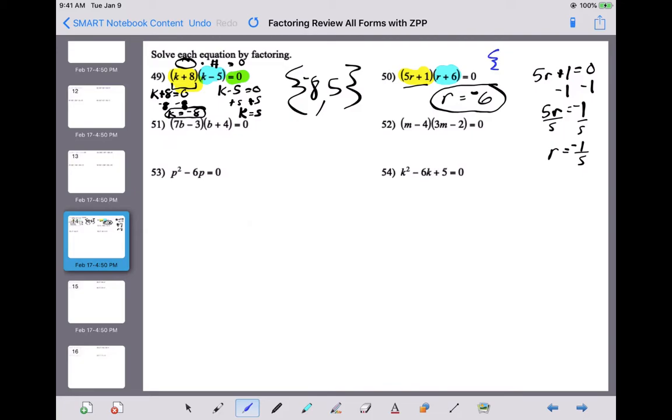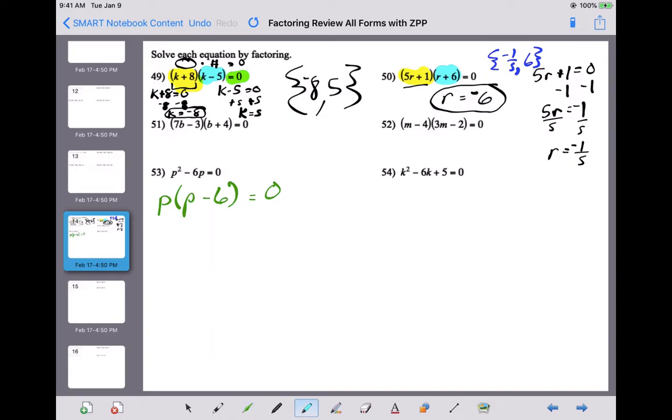And then again, they'll write it like this, probably on the right side to check your answer. Try 51 and 52. 53 and 54, though, are not in factored form, so you're going to have to do that. Now, always ask yourself if there's a GCF, a greatest common factor, and there is on 53. You can factor a p out, and then you're left with this.